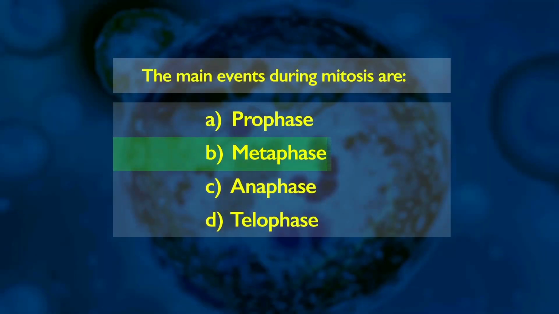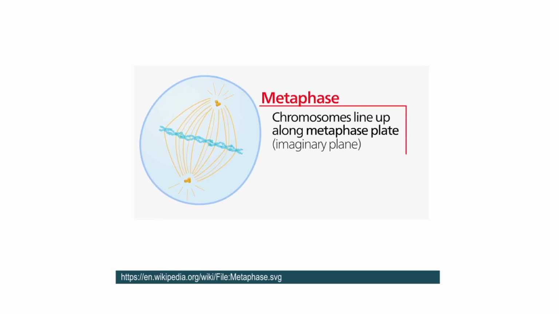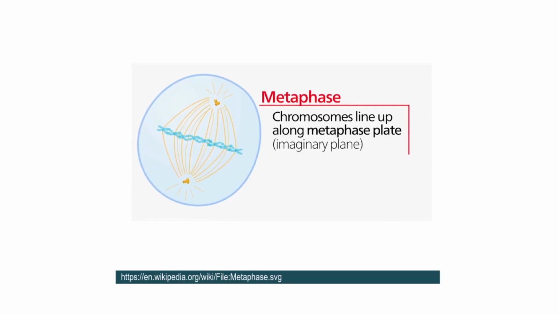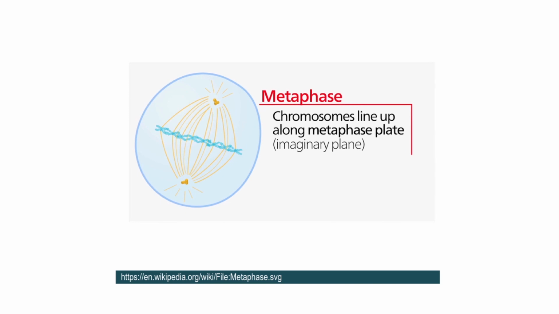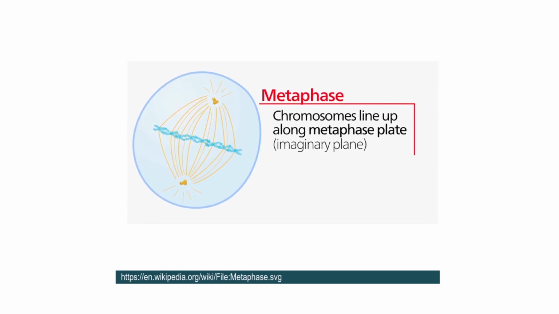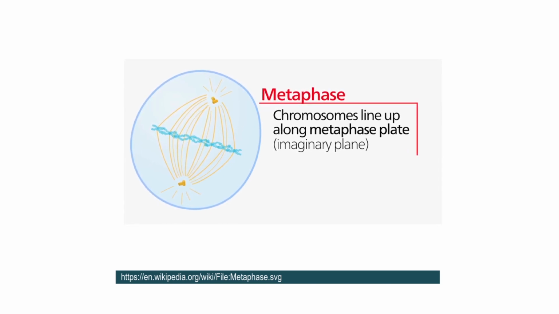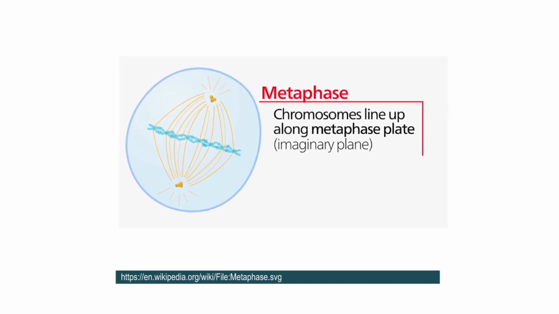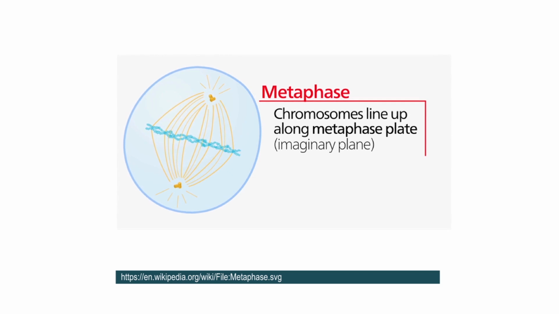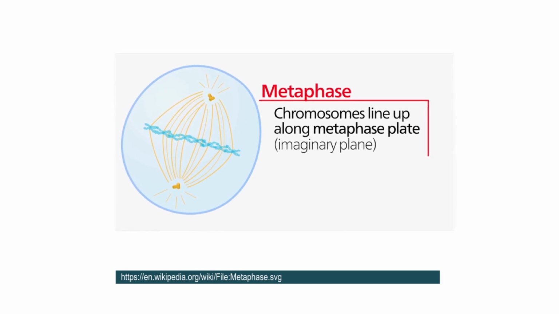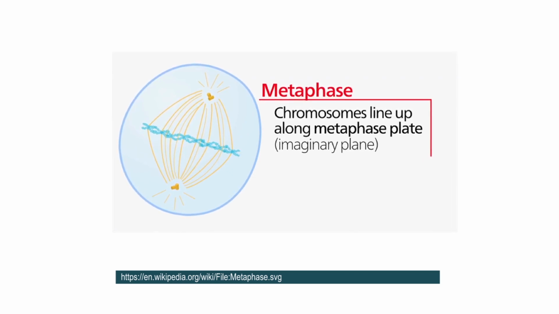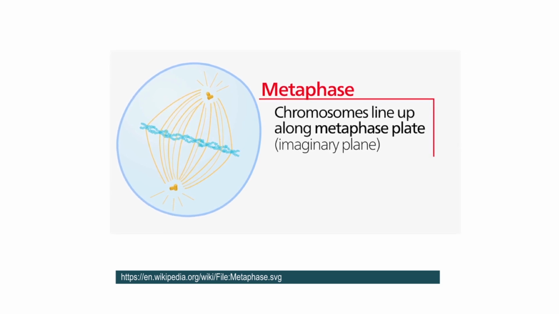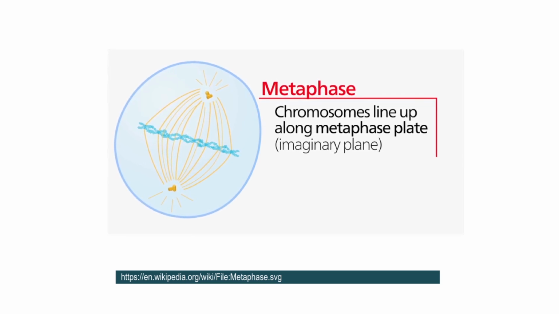The second is the metaphase. It is the second stage of mitosis, and during this stage, the nuclear membrane disintegrates completely. The chromosome becomes more condensed with two thick chromatids.